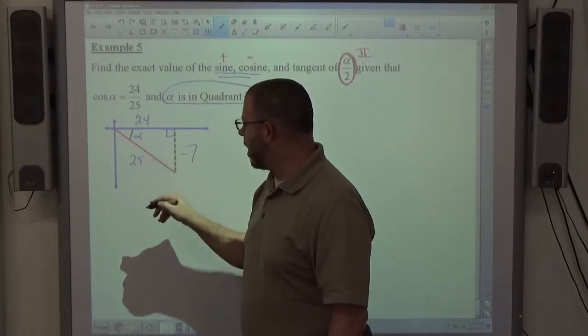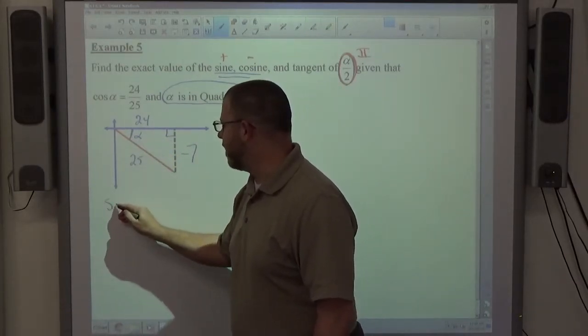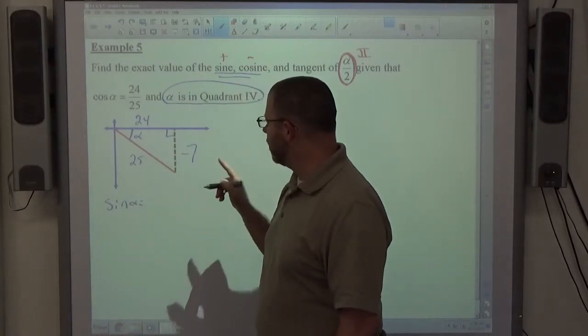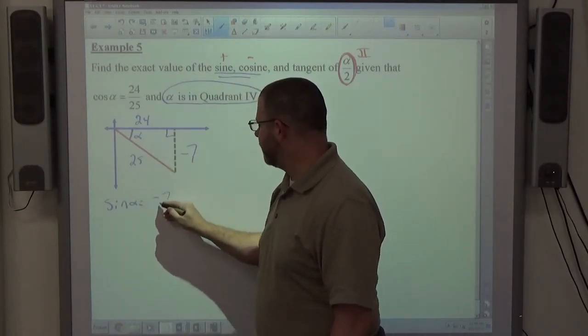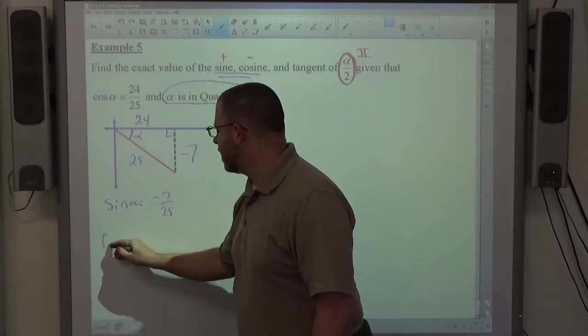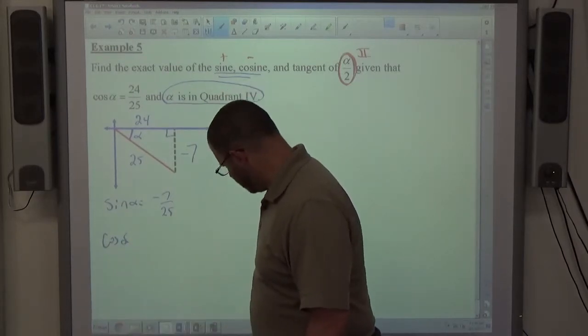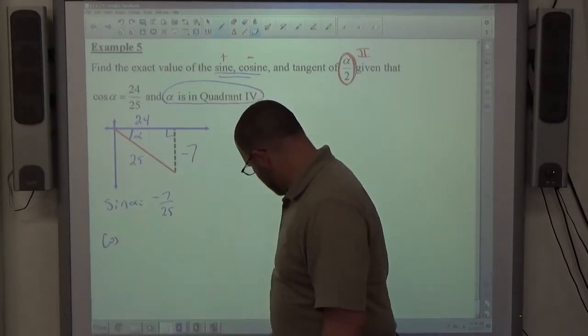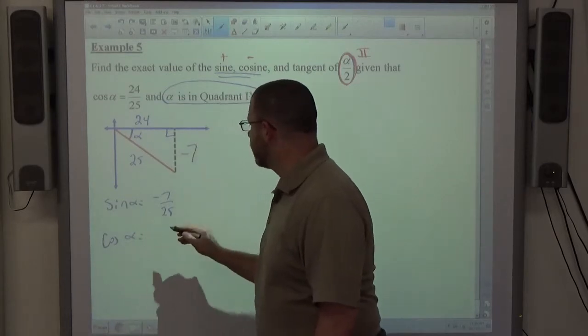And once I've got alpha drawn correctly, then sine of alpha is equal to opposite over hypotenuse. Cosine of alpha, I'm having trouble drawing alpha today. Cosine of alpha is 24/25.